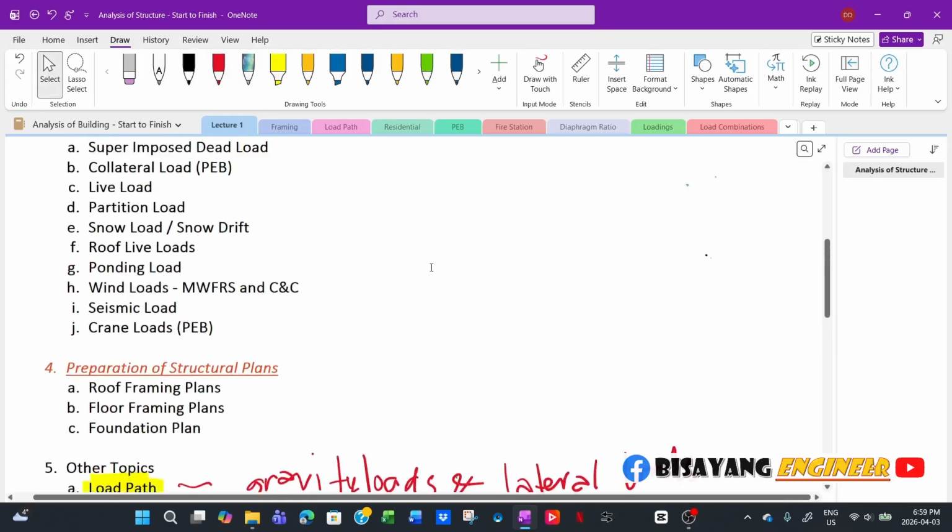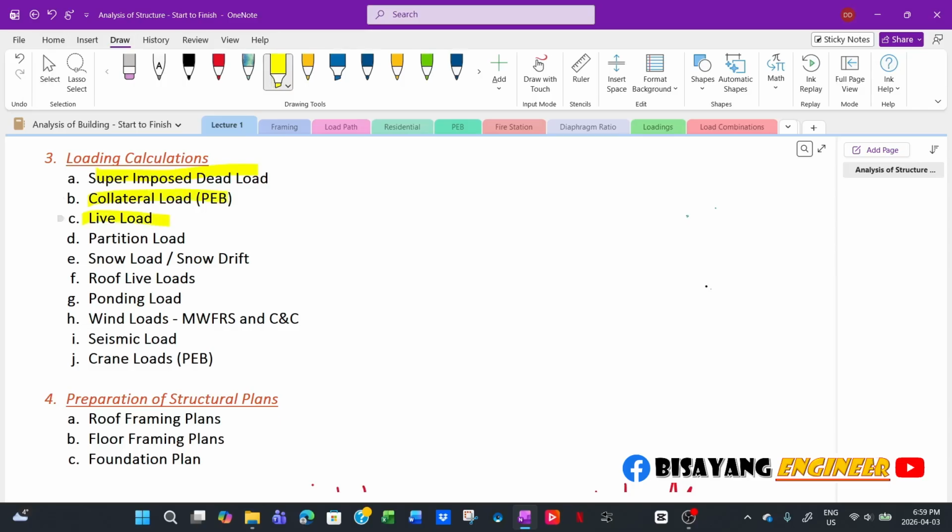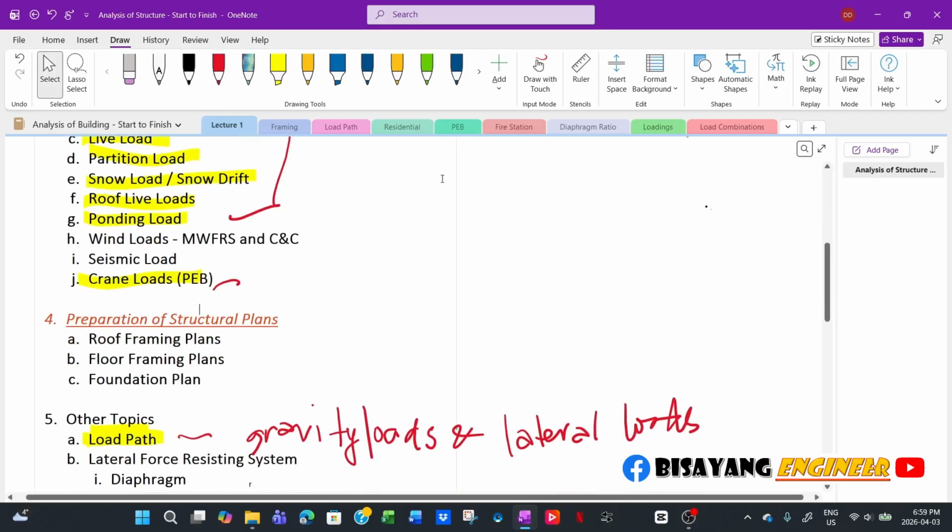So all of these loads here, except the wind and seismic, because those are lateral loads. So these are the gravity loads, this one and this one, and then the lateral loads are either wind or seismic. Now to identify which one, like your structural elements.